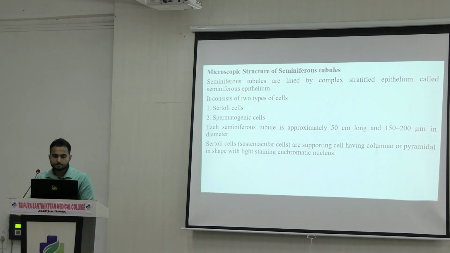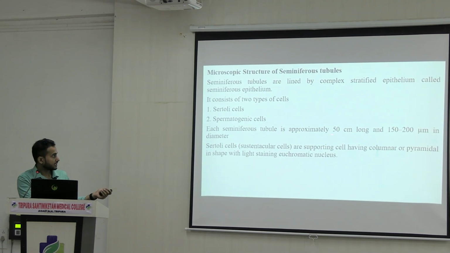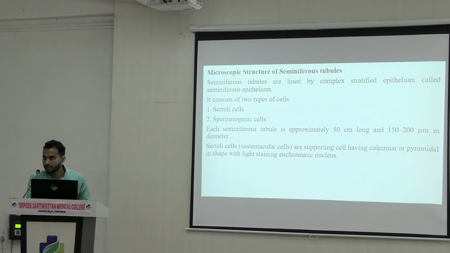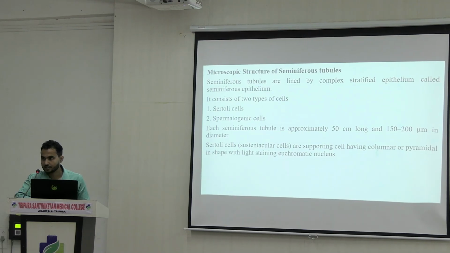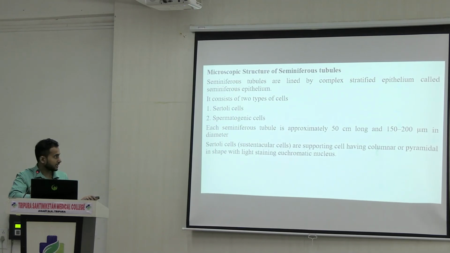Okay. Now each seminiferous tubule is approximately 50 to 60 centimeter in length, and the diameter is 150 to 200 micrometer. Now the Sertoli cells which are present are also called sustentacular cells. Okay, they are supporting cells. If you see the shape of those cells, they are columnar or polyhedral, and having euchromatic nucleus.